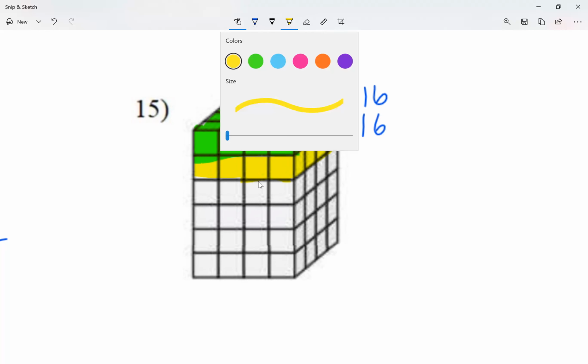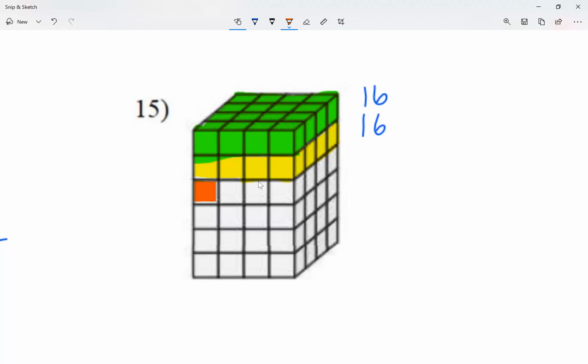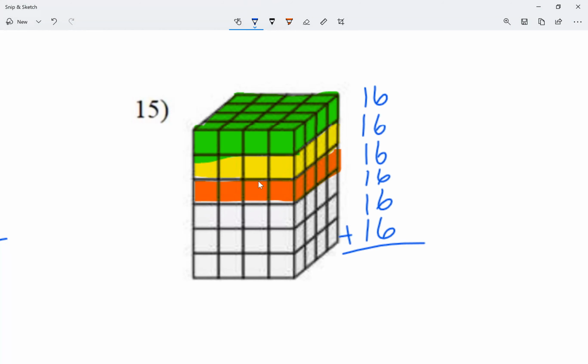How about the third layer? Okay, I'm gonna say 16 as well. How about the next layer? And the next, and the next. Cool. This is why I like prisms, because the same number repeats. It's a little bit easier to deal with. Okay, I'm gonna add all this up. I have to add 16 6 times.